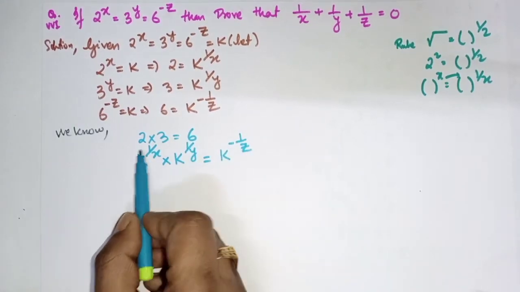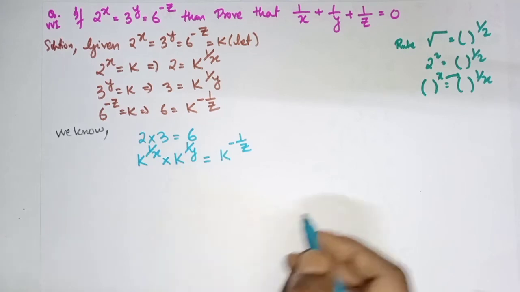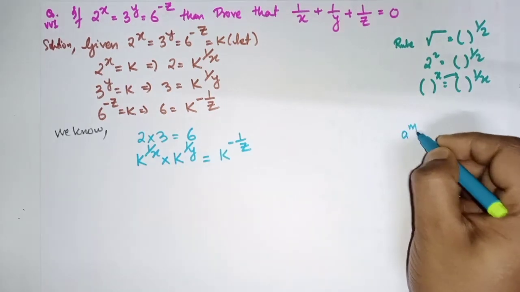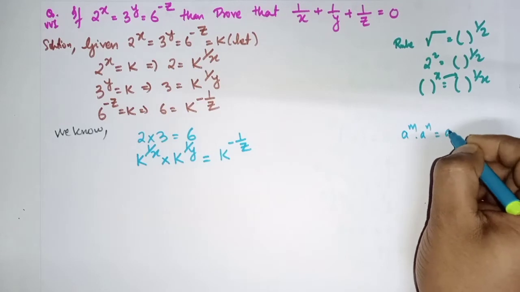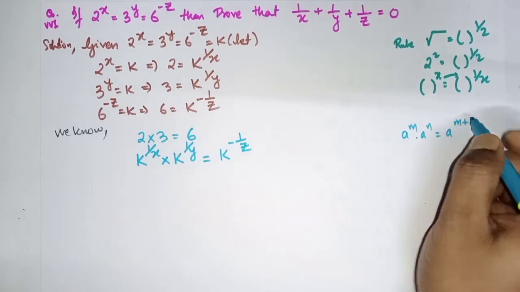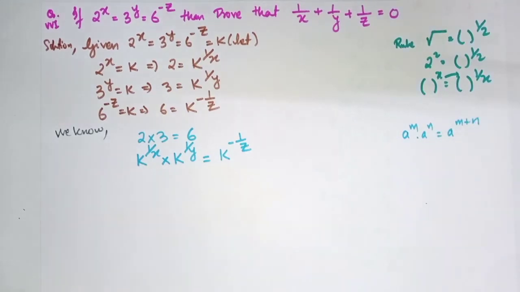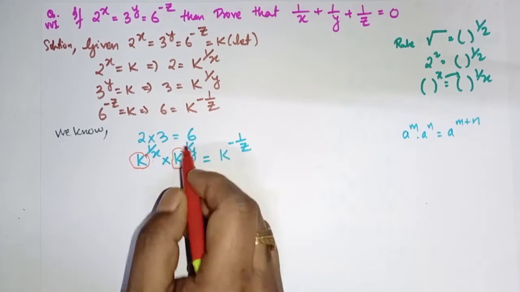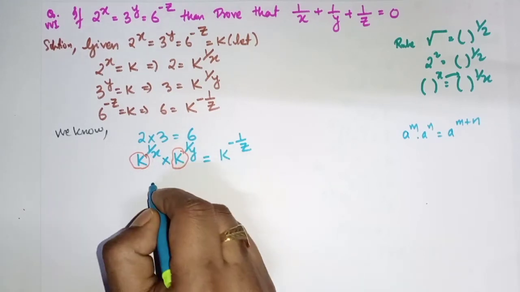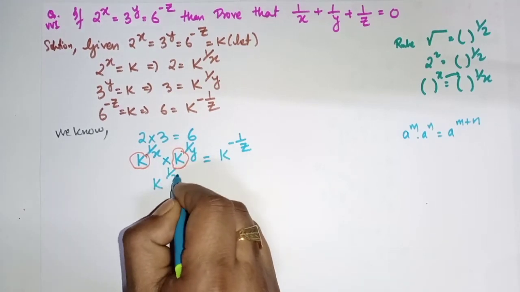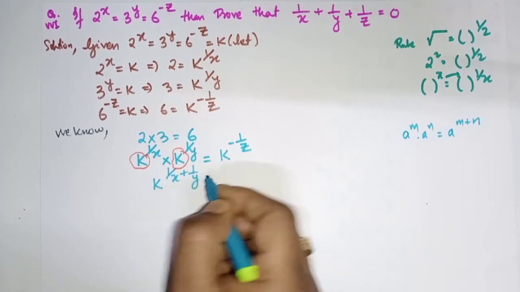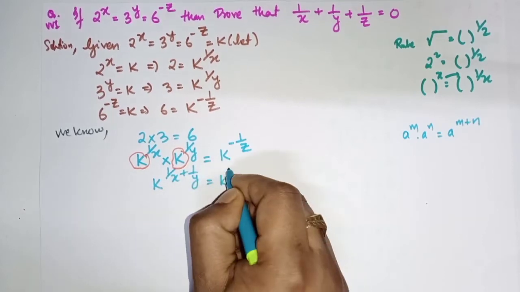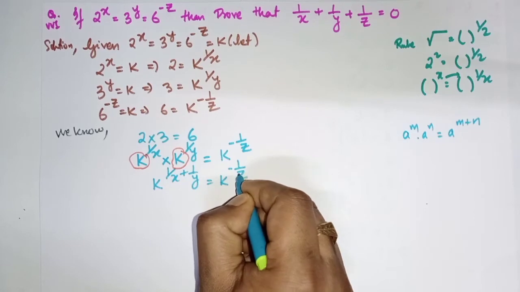Now you can see the bases are the same. If the bases are the same, the powers should be added. You know this rule: a to the power m into a to the power n is a to the power m plus n. Similarly, here the k are the same, so the powers should be added. That means k to the power 1 by x plus 1 by y equals k to the power minus 1 by z.